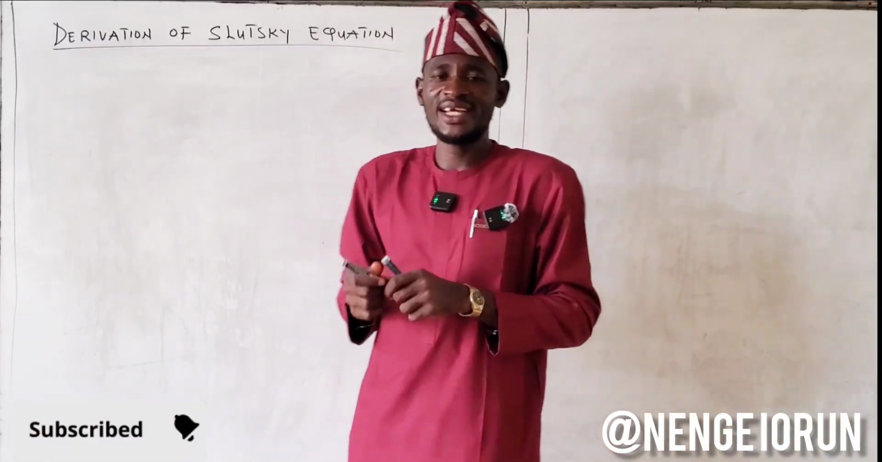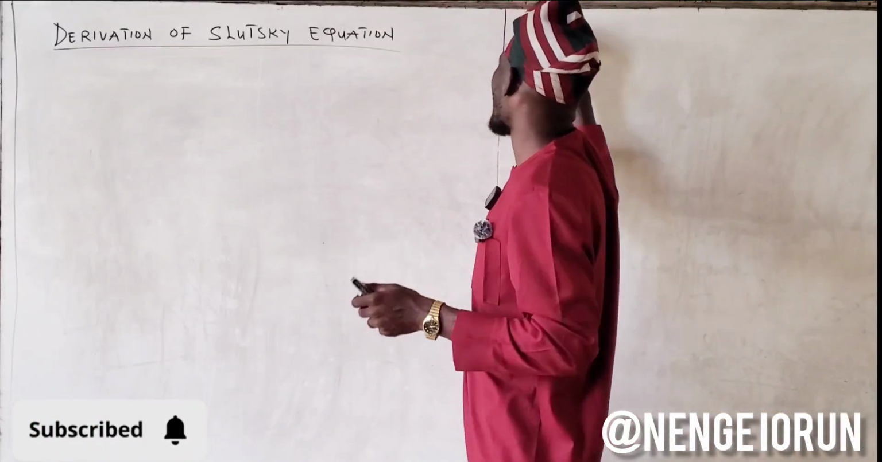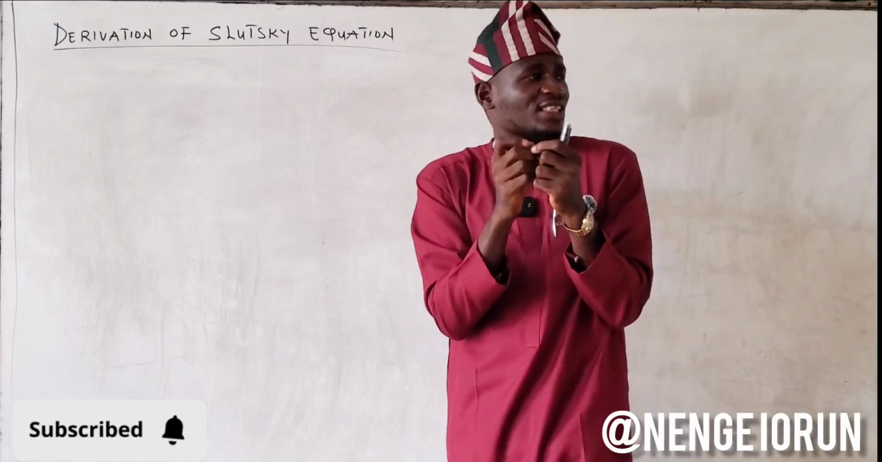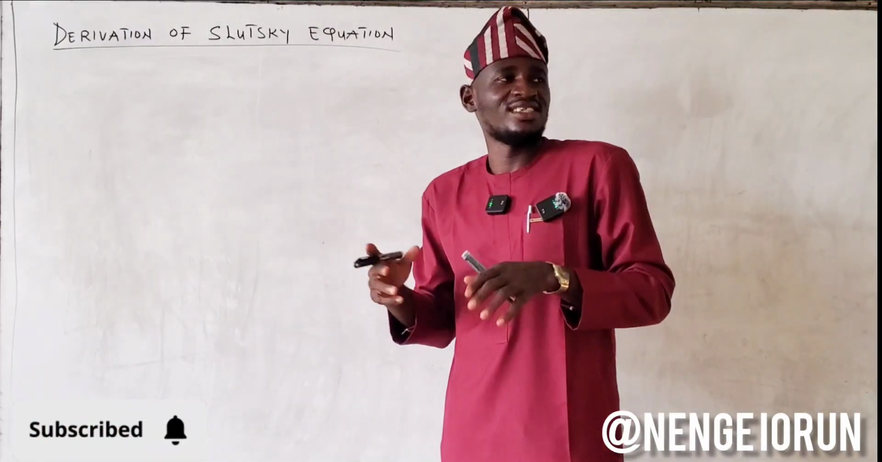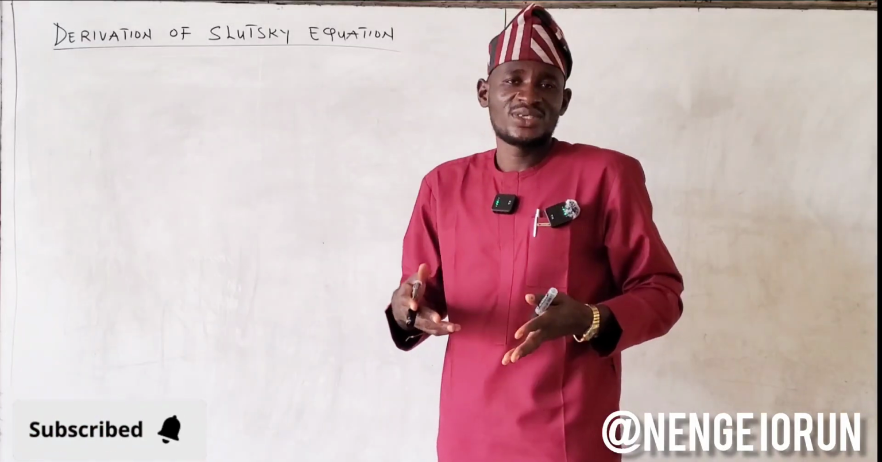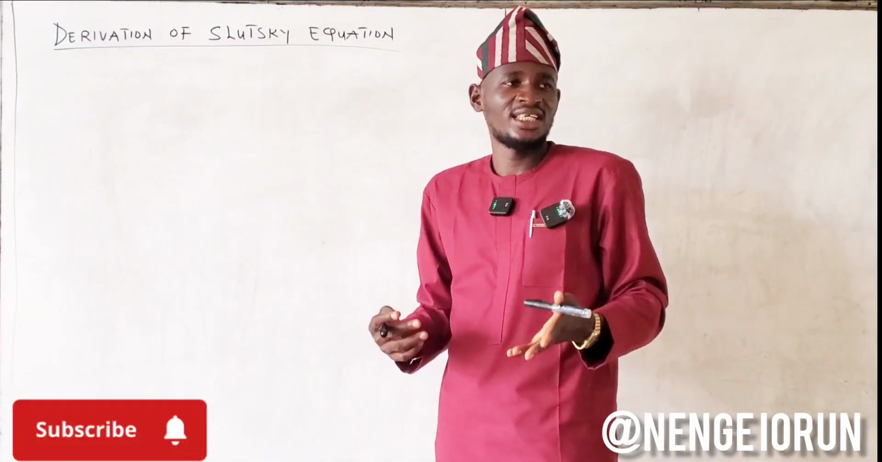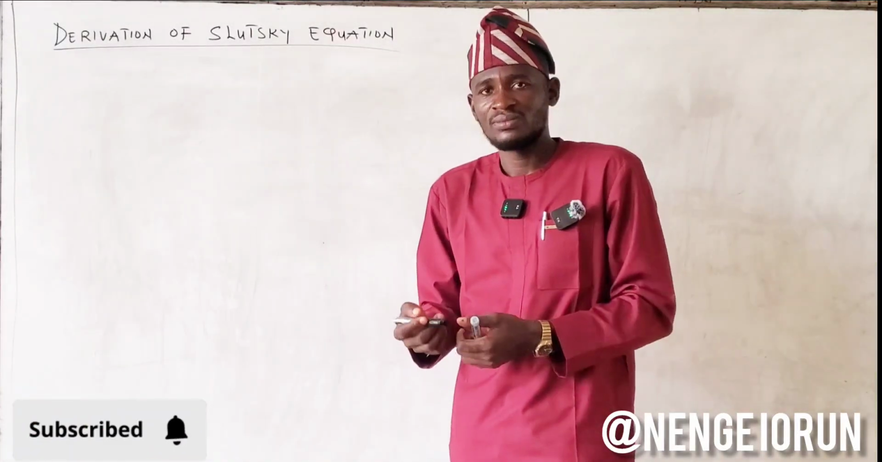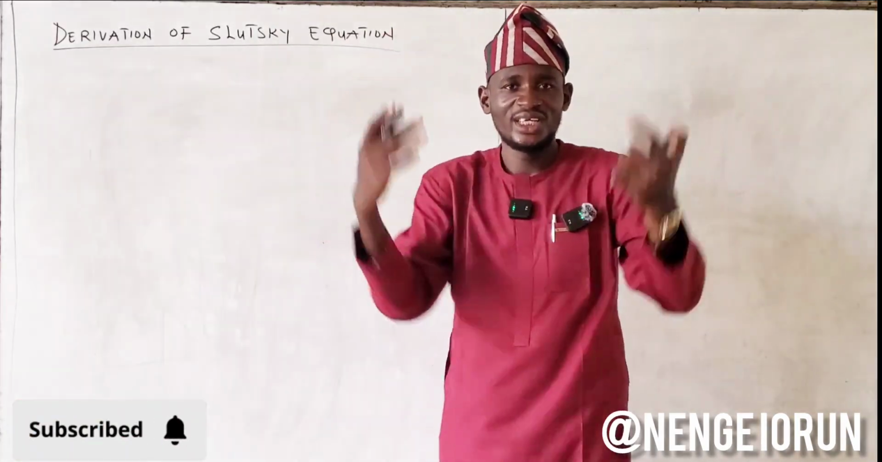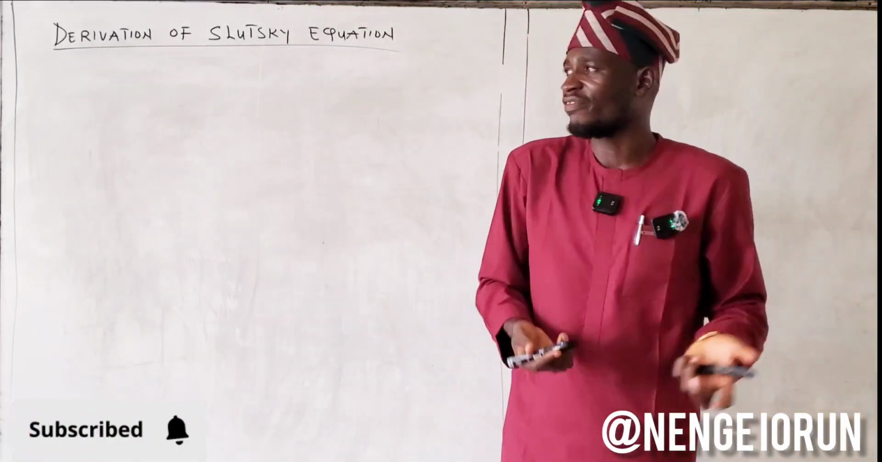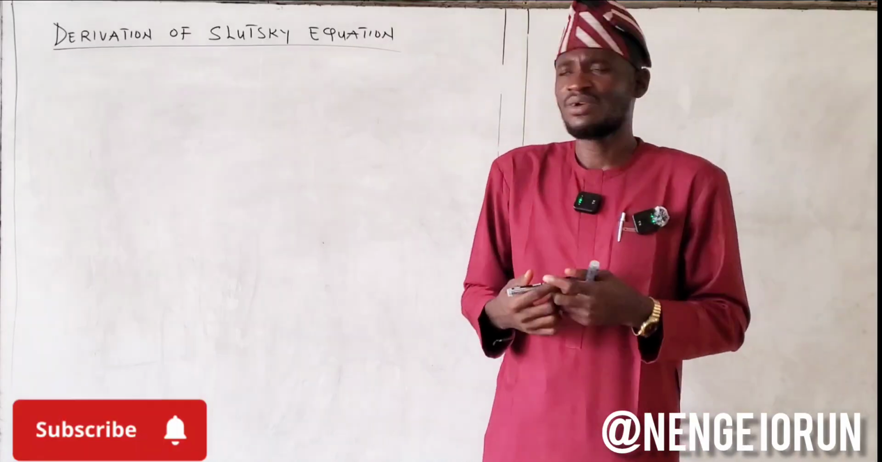So in essence, the total effect of the change in price of a particular commodity is caused by the substitution effect and then the income effect. So the Slutsky equation is a combination of the substitution effect and the income effect. So how can you derive it?